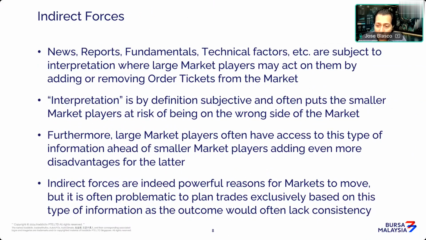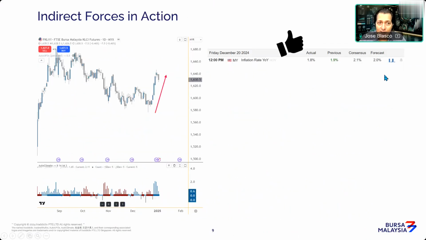Planning trades exclusively on that, for example, the new GDP number is good, let's buy, right? If you were to take trades just because of that, it would often lack consistency in the results because of all these factors. So as you will see in a moment, my approach would be to combine the direct and the indirect forces. So let's take a look at indirect forces in action. Here we have a chart with FKLI. This is a daily time frame of FKLI, so each of those candlesticks is 1 day of trading.